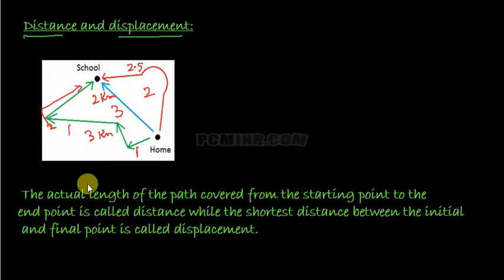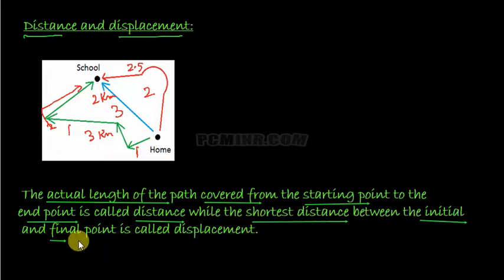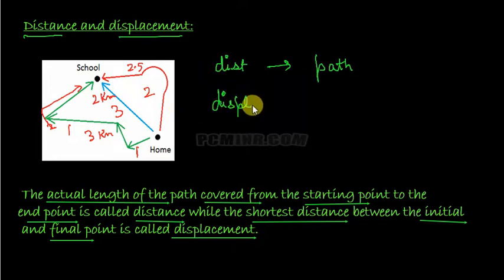So now we can say that the actual length of the path that is covered from the starting point to the end point is called distance, while the shortest distance between the initial and the final point is called the displacement. So this means that your distance, this parameter, depends on the path followed. Whatever path you take, every time the distance is different. But displacement, this parameter is independent of the path followed but depends only on the initial and the final point.